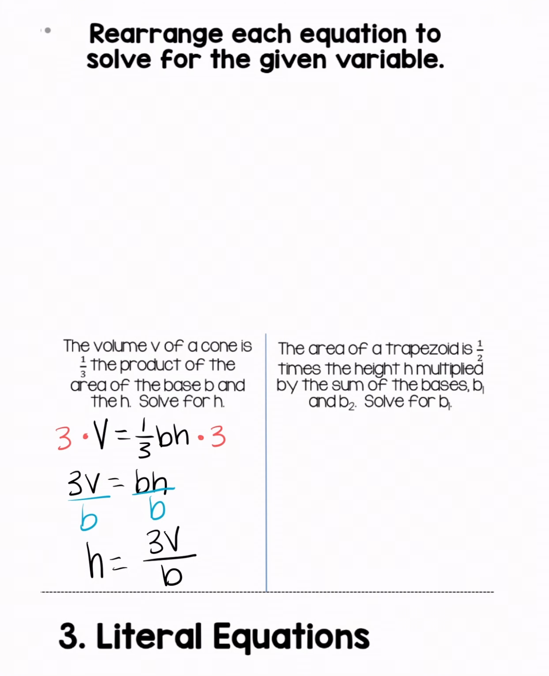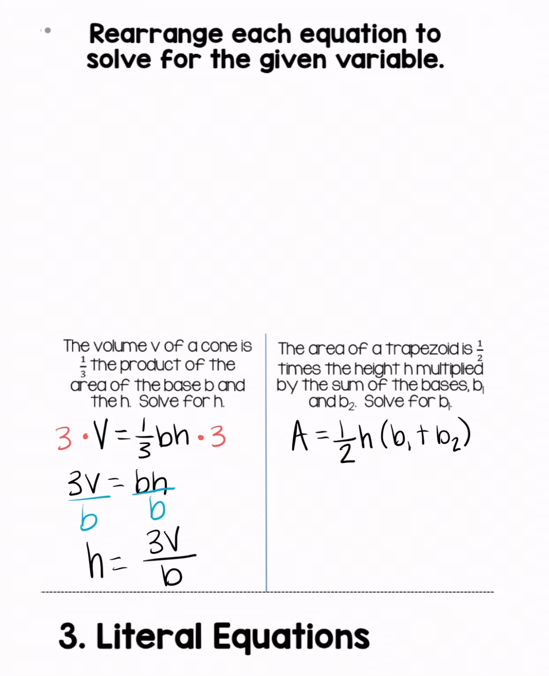The next one, the area of the trapezoid is 1/2 times the height multiplied by the sum of the bases b1 and b2. So the area, A, is equal to 1/2 times the height multiplied by the sum, so b1 plus b2. Some of these formulas you have seen before in elementary school or in other classes, maybe some science classes with shapes, but now we're just learning how to rearrange. So we want to solve for b1.